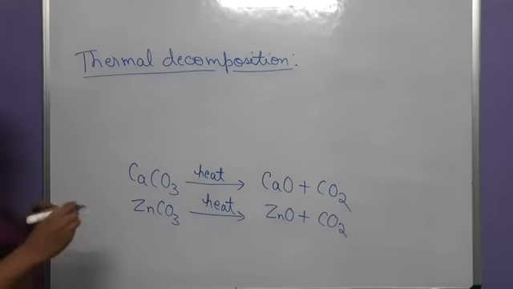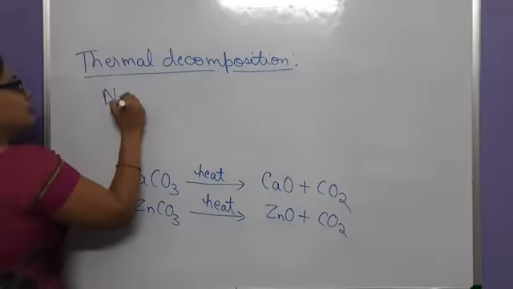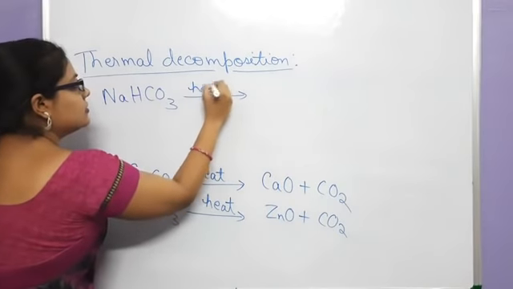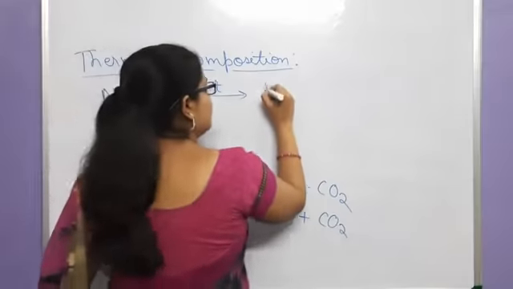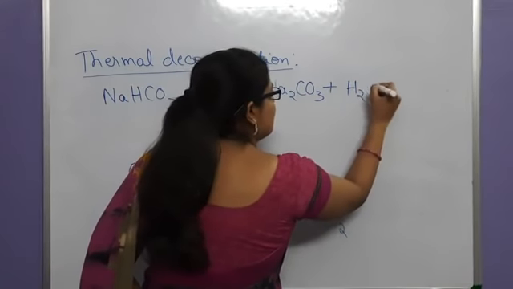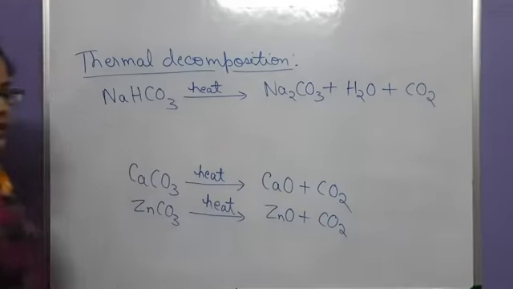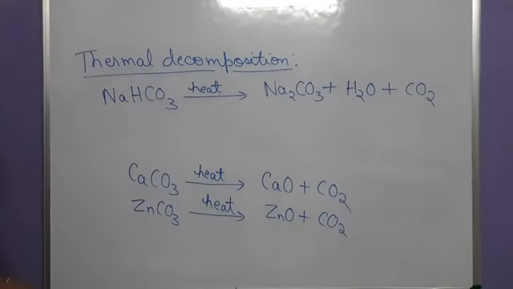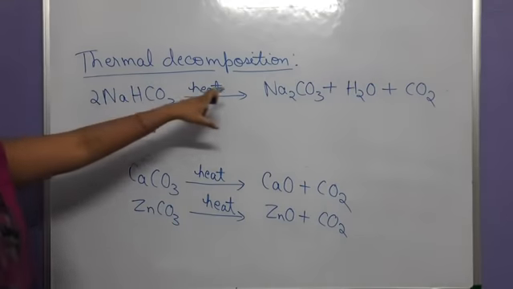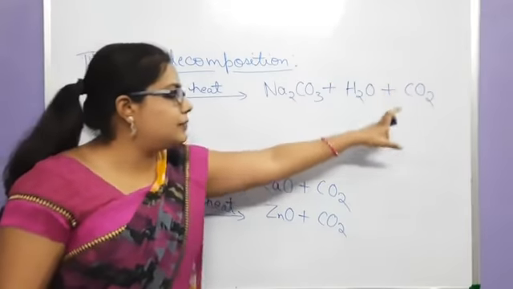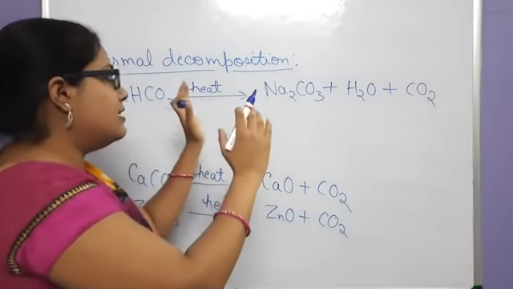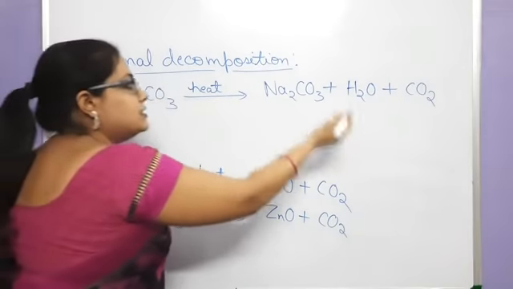Okay. The next example is sodium hydrogen carbonate. When heat is passed on it, it decomposes into sodium carbonate, water, and carbon dioxide. So these substances are simpler than sodium hydrogen carbonate. We can say that when heat is passed on a substance, it is split into simpler substances.